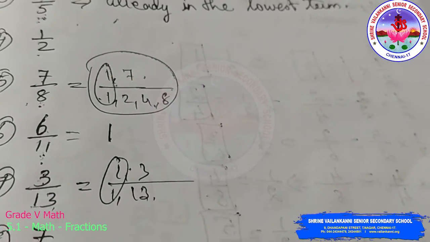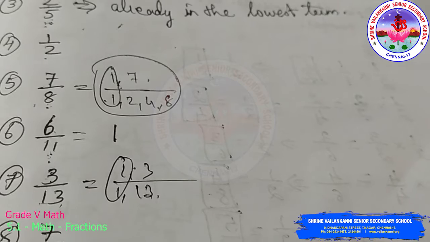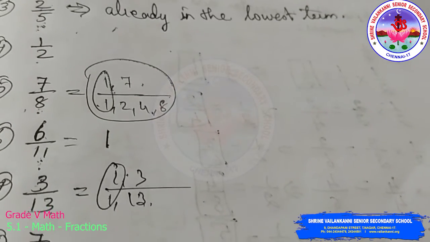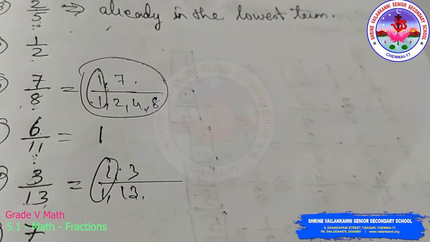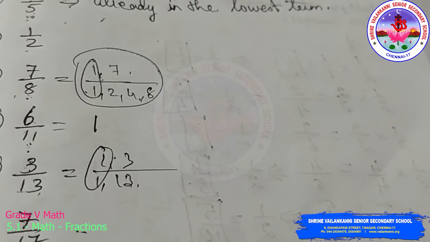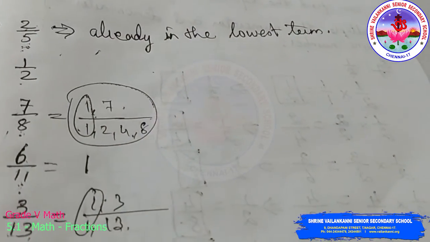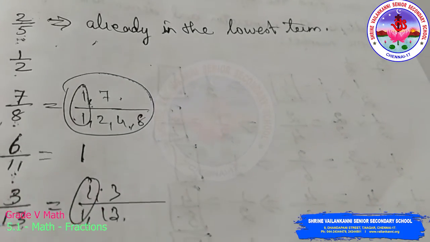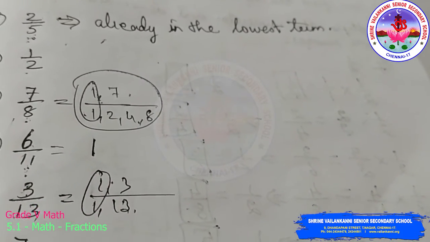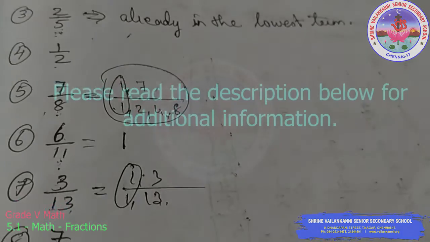So understood, children? When you find the common factor only 1, you don't want to do the division, because you have to do division only with the common factor. So when you find these kind of numbers as fractions which are given to you, that is considered as already in a lowest term. Okay, hope you have understood.